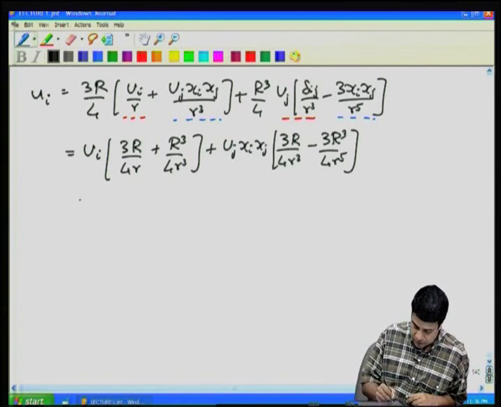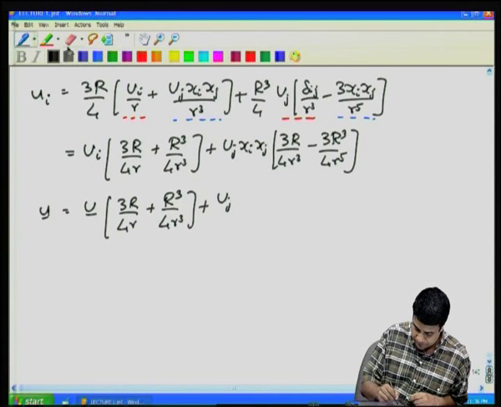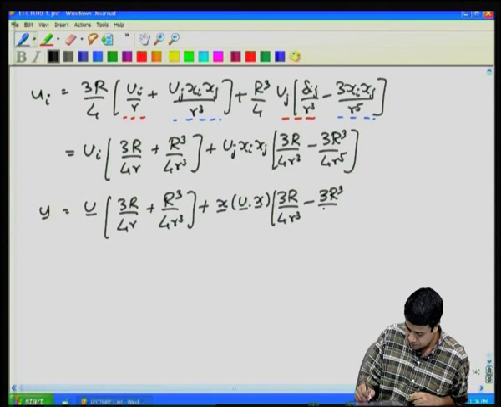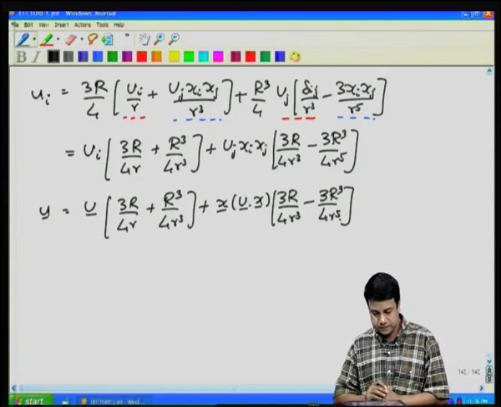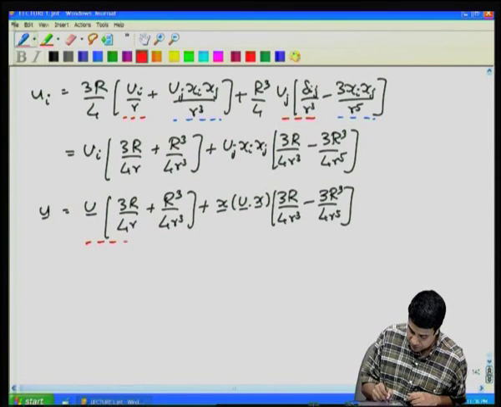So, if I write it in vector notation, I will get u vector is equal to u vector into 3r by 4r plus r cubed by 4r cubed, plus x vector into u dot x into 3r by 4r cubed minus ... So, this now has 2 components, one the velocity which is along u vector and the second is the velocity along x vector. Okay. So, let us look at these 2 terms.